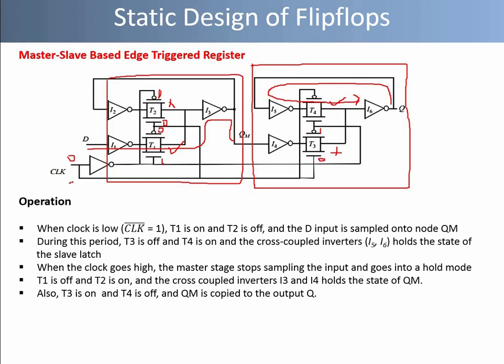When the clock goes high, the first latch, which is the master latch, has its T1 switched off and T2 switched on. As a result, this latch goes into a hold mode, whereby it copies the value QM to its input and keeps on circulating it. Also during this time, T3 is turned on and T4 is turned off. As a result, the value of QM is moved to the output Q. So this whole scenario mimics an operation of a positive edge triggered flip-flop.